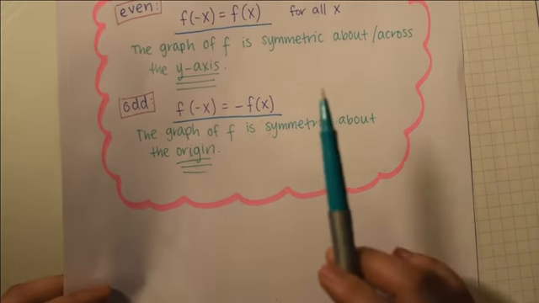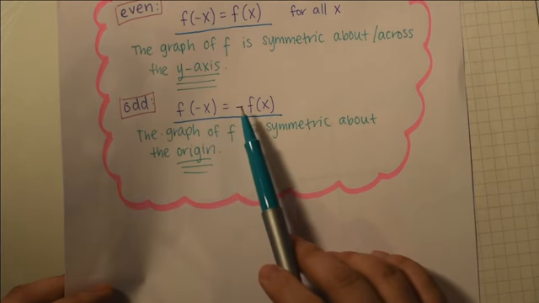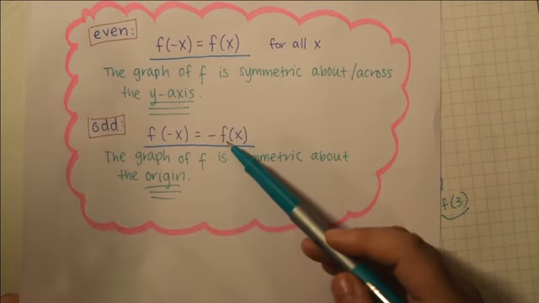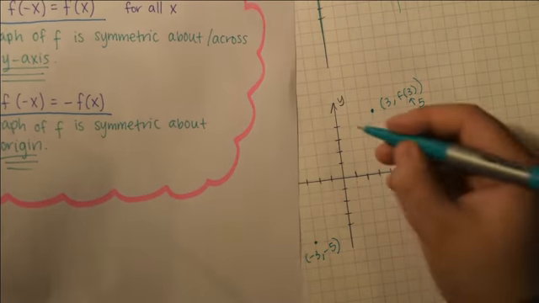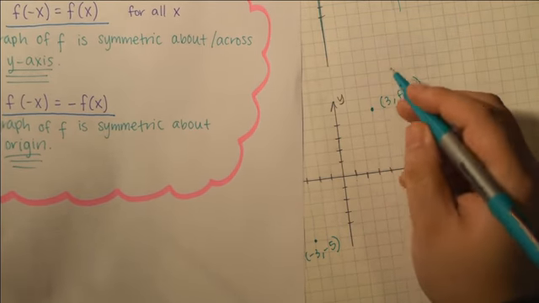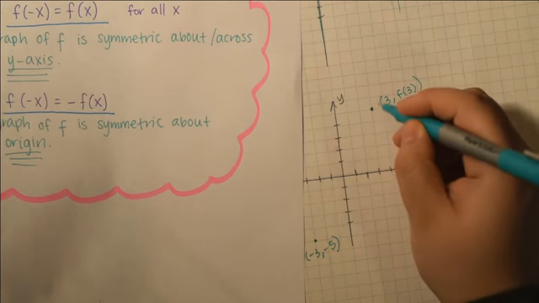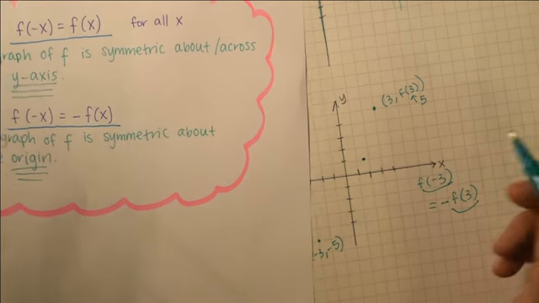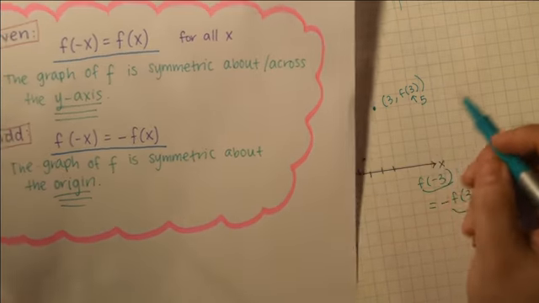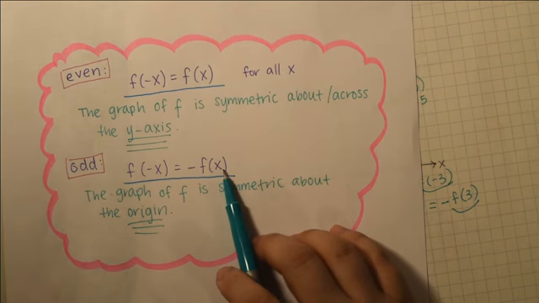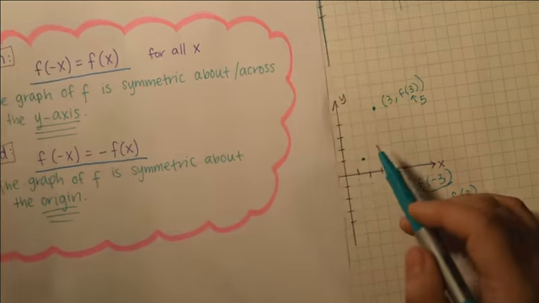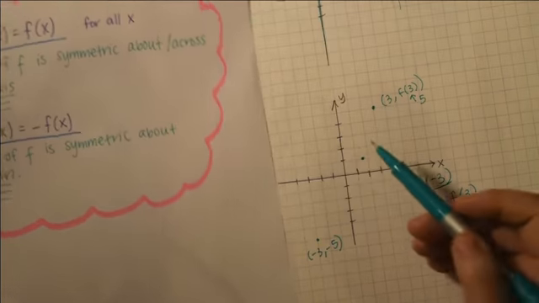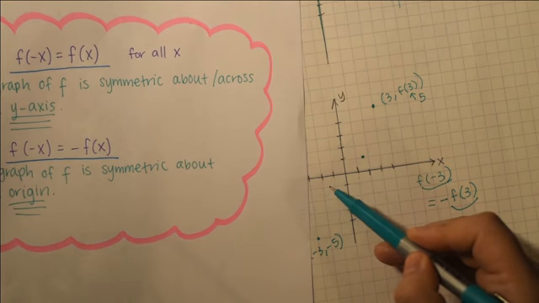So if I'm given an odd function and I know f of -x equals negative f of x, take this for every single point. Let's pick a point, like 1.5 comma 1. If 1.5 is my x, a positive x, and my y is 1, then f of negative 1.5 is negative 1.